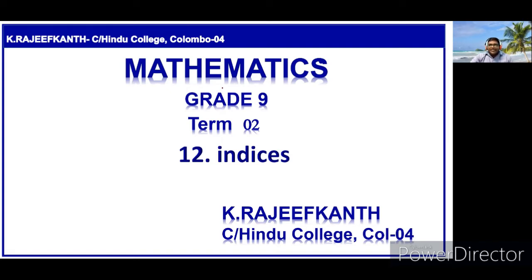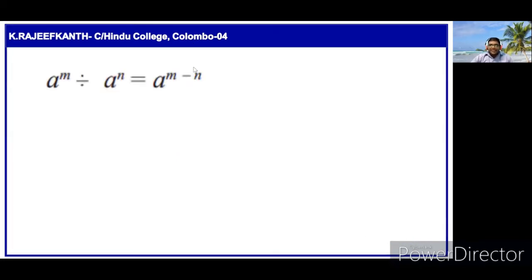In the last class, we started the unit indices, that is grade 9, term 2, unit 12. In that class, we learned the first law of indices. The first law is when we are multiplying powers with the same bases, then we should add the index. That is the first law. Now, today we are going to learn the second law of indices.